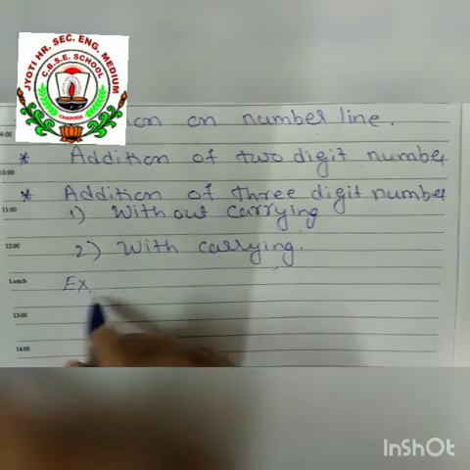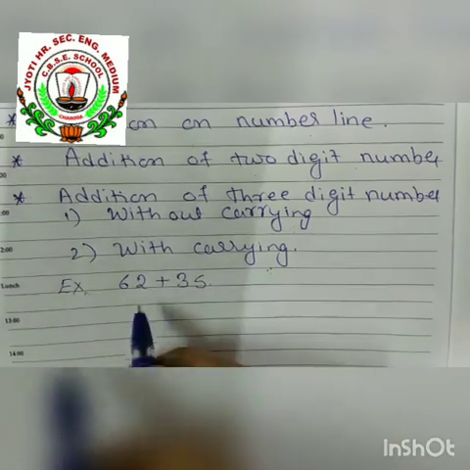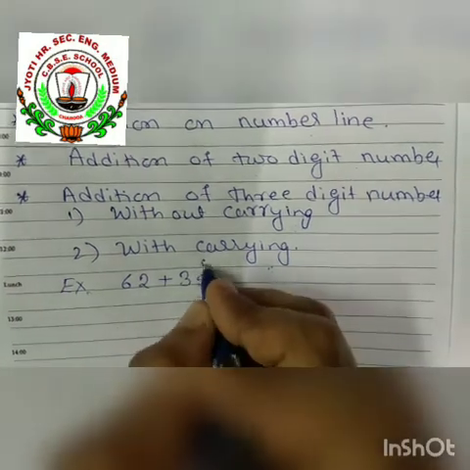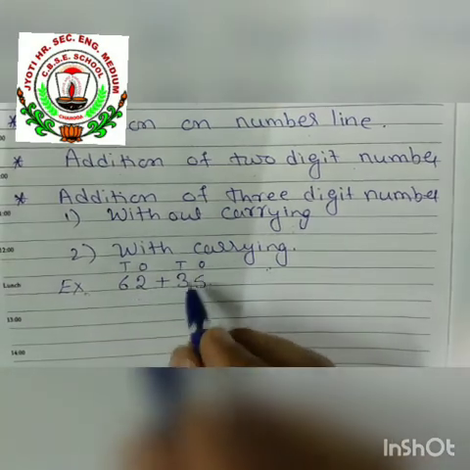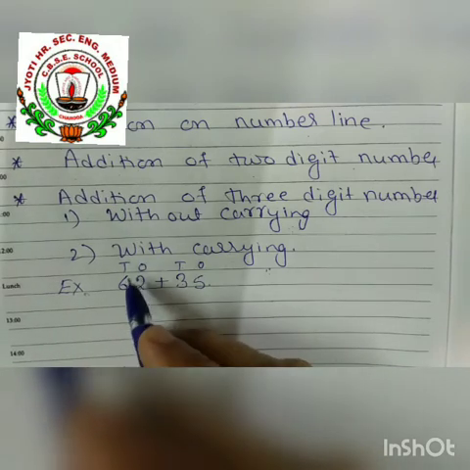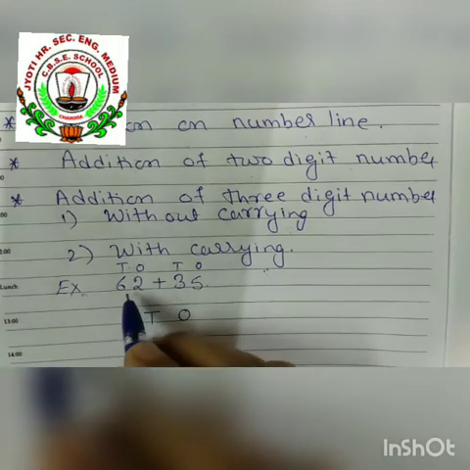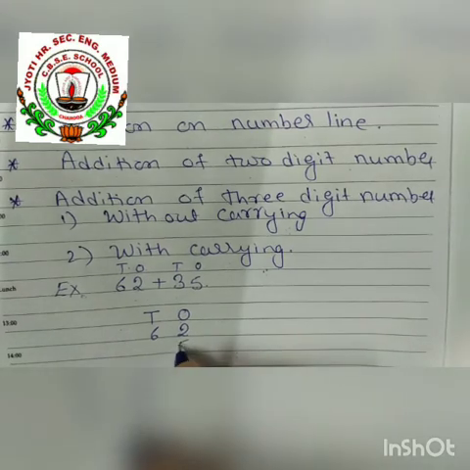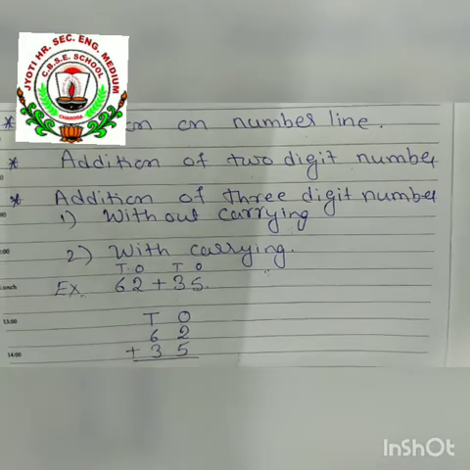Suppose I have taken a two-digit number 62 and 35. Suppose we have to add 62 and 35. First we will see their position. Ones, tens. This is ones and tens. So 5 is in ones place and 3 is in tens place. Here 2 is on ones place and 6 is on tens place. So how are we writing? Ones, tens. Which number is first on ones place? It is 2, then 6, next is 35. So we are adding, so we are putting the sign of addition.